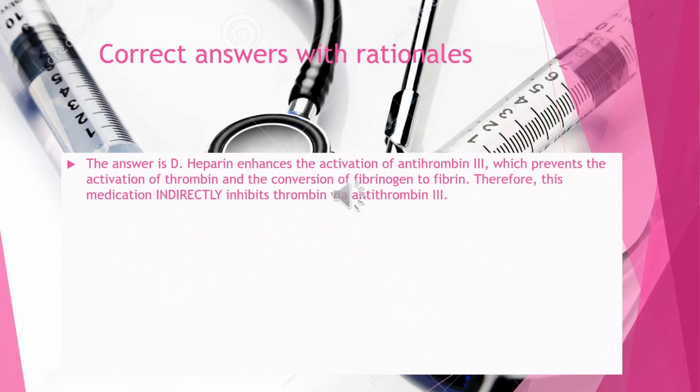If your answer was D, yay, you're correct. Heparin enhances the activation of antithrombin 3, which prevents the activation of thrombin and then the conversion of fibrogens to fibrin. Therefore, this medication indirectly inhibits thrombin via antithrombin 3. If you got this question right, that's good. That basically means you know your information very well.